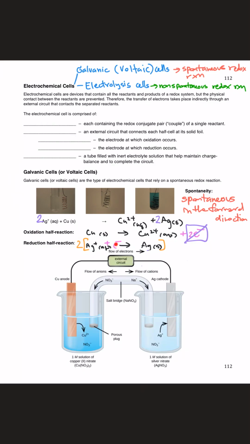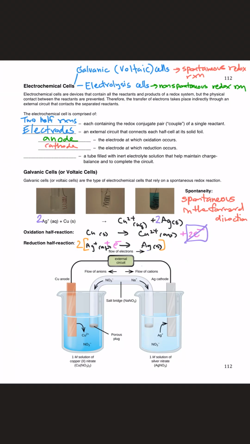Here is the picture that displays the galvanic cell or voltaic cell. The electrochemical cell is comprised of 2 half reactions, which are the oxidation half reaction and the reduction half reaction. Because in the electrochemical cell the physical contact between the 2 reactants is prevented, we need to connect those two with an external circuit that connects the half cells together, and we call these electrodes. The electrode at which oxidation occurs is called the anode, and the electrode at which reduction occurs is called the cathode.